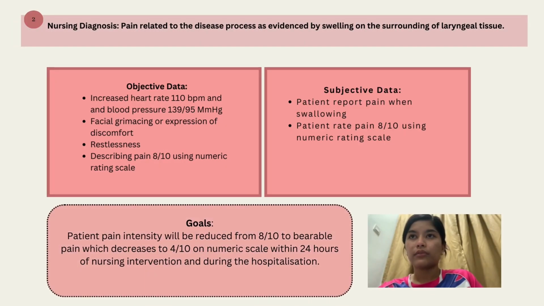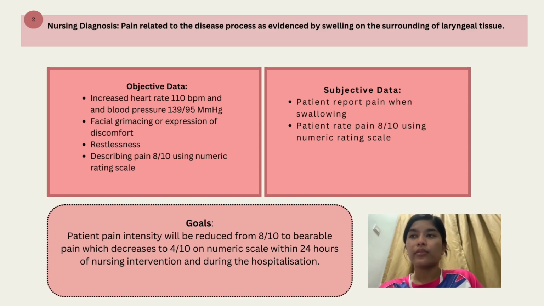Then for the second nursing diagnosis, pain related to disease process as evidenced by swelling on the surrounding laryngeal tissue. For the objective data, increased heart rate 111 beats per minute and the blood pressure also 139/95 millimeter mercury. Facial grimacing or expression of discomfort is seen on the patient. Patient is also seen restless. Patient describes pain 8/10 using numeric rating scale.